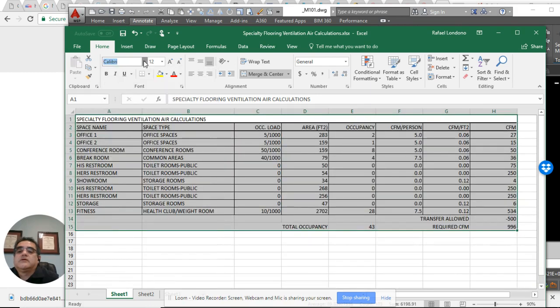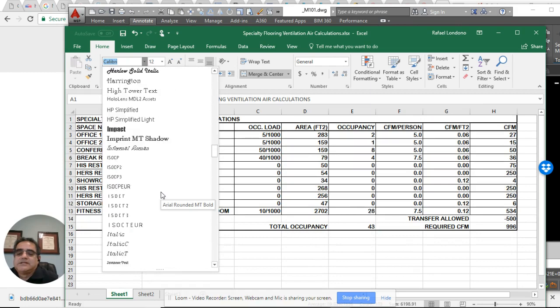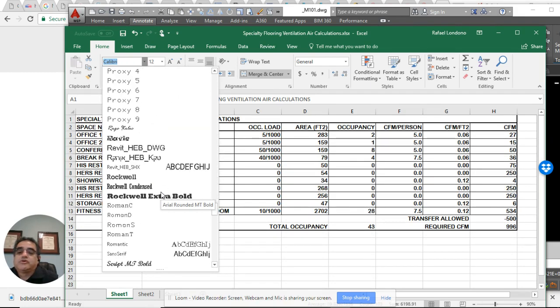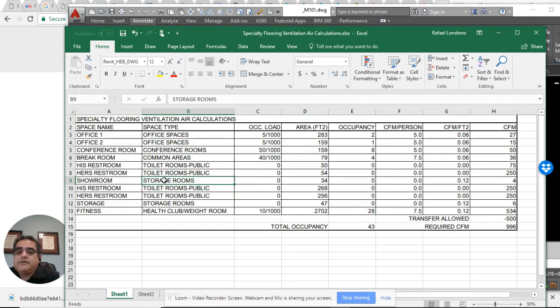It's just when you insert, because we're going to insert these in AutoCAD. So it's the Revit HEB DWG font. When we insert this font into AutoCAD, it actually is legible. There's some fonts that are part of Microsoft that AutoCAD doesn't like so much. Anyways, back to business.